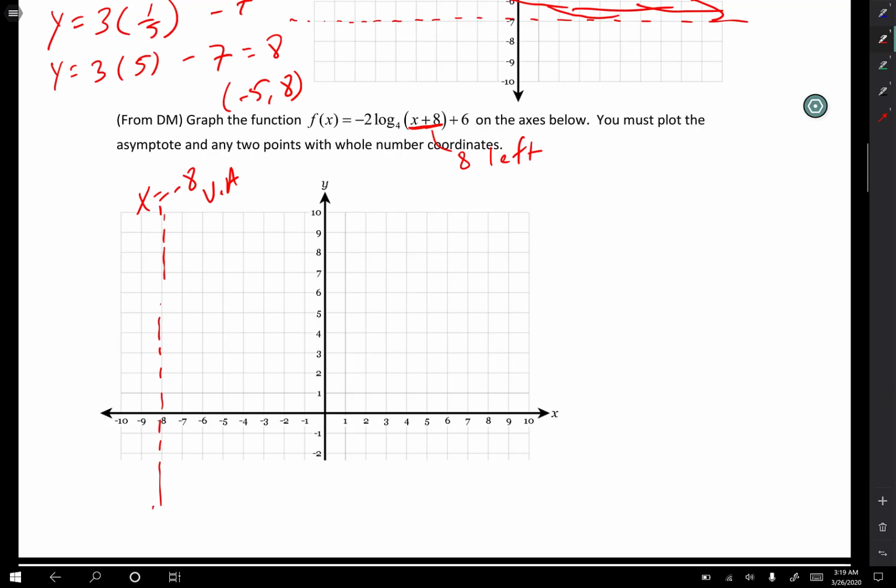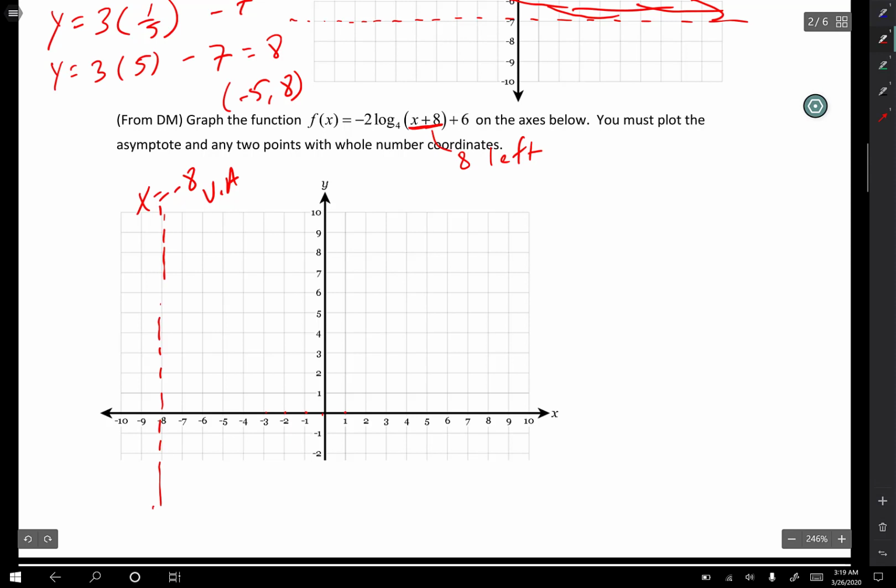You can do one of two things. You know you're at 1, 0 for your parent function, so you can either just move that 8 times to the left, or you can make this expression here a 1, because log of 1 is 0 from your properties. So I'm just going to move this 8 times to the left.